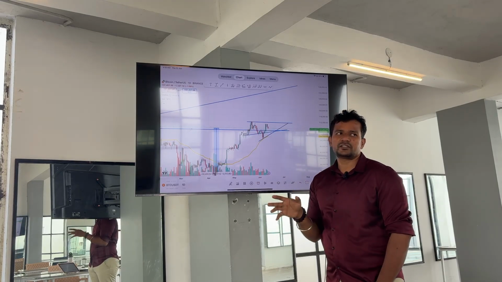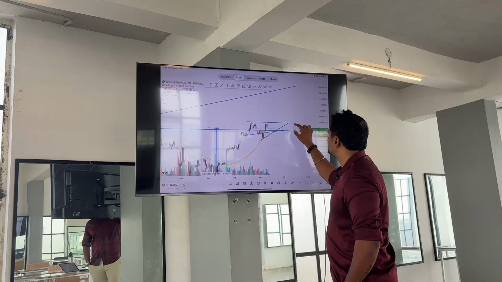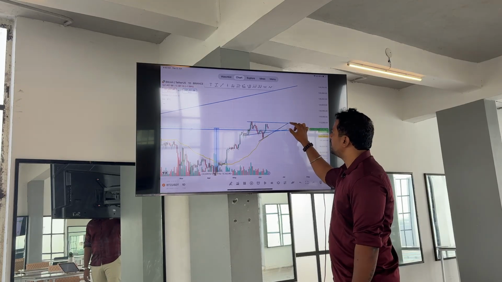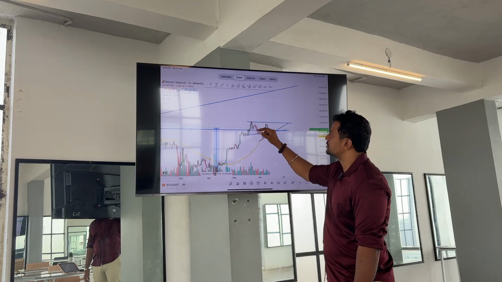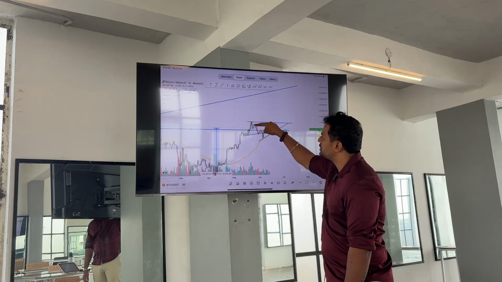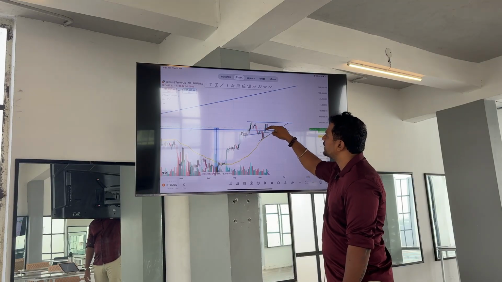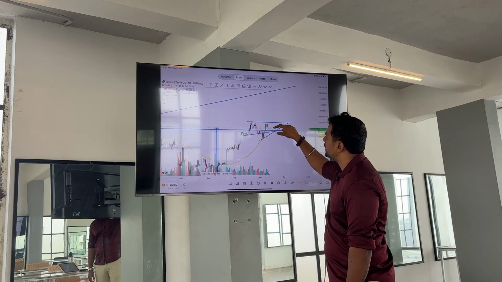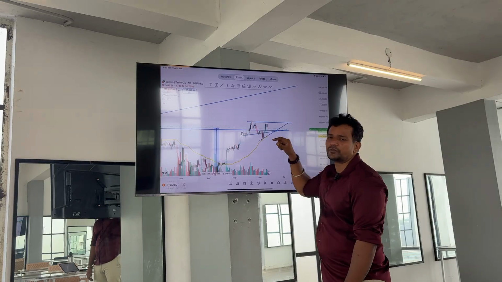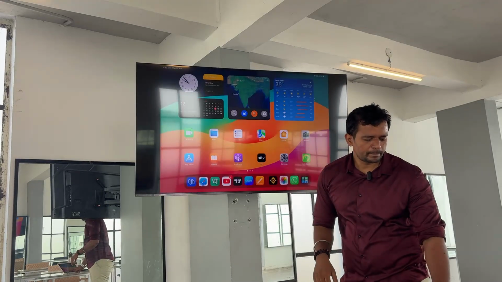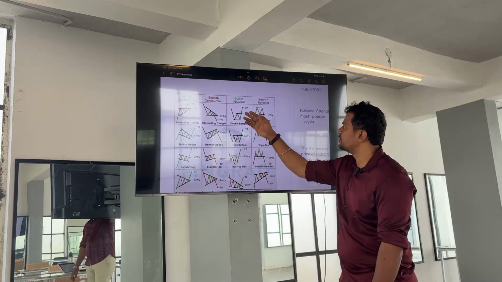On a Bitcoin chart we are discussing, at 1,12,000, there is strong resistance. So the market is trying to push up here, but selling is happening. Again trying to push, again selling is happening. Again it will try to push and it will break off. That is what we see here.